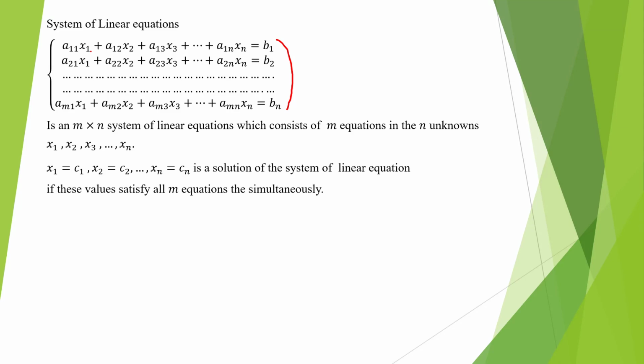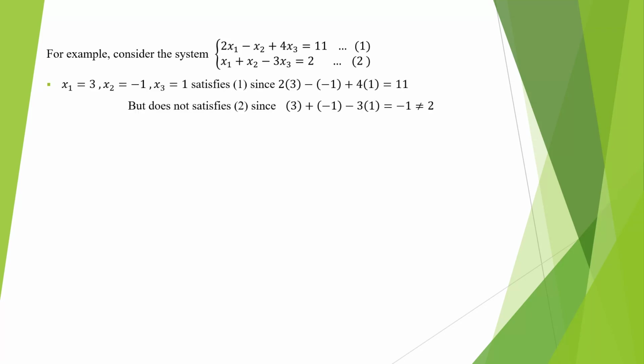If these values satisfy all m equations simultaneously, then it is a solution. For example, consider the system: 2x1 minus x2 plus 4x3 equals 11, and x1 plus x2 minus x3 equals 2. When we give the values x1 equals 3, x2 equals minus 1 and x3 equals 1.